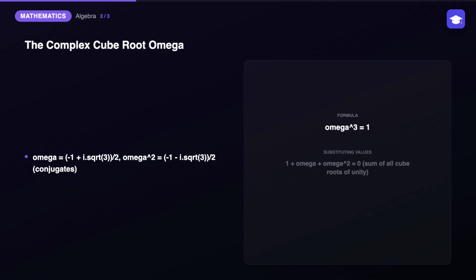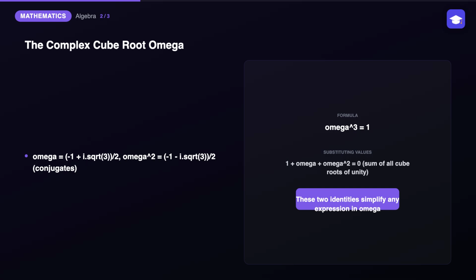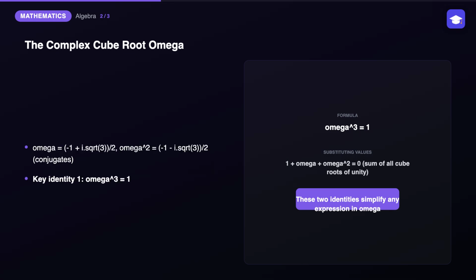The two complex cube roots are conventionally labeled omega and omega squared, where omega equals (-1 plus i root 3) all divided by 2, and omega squared equals (-1 minus i root 3) all divided by 2. Notice these two complex roots are complex conjugates of each other.